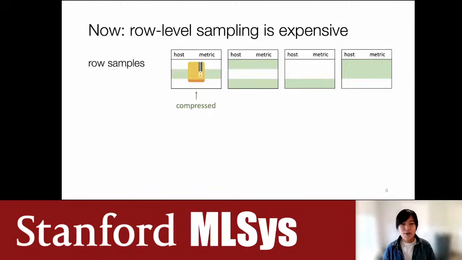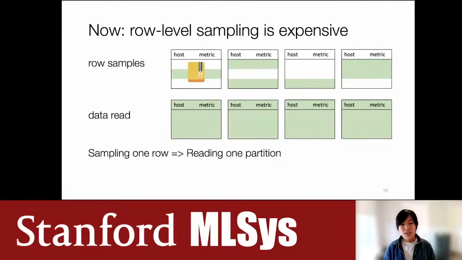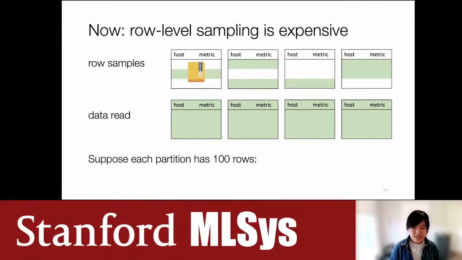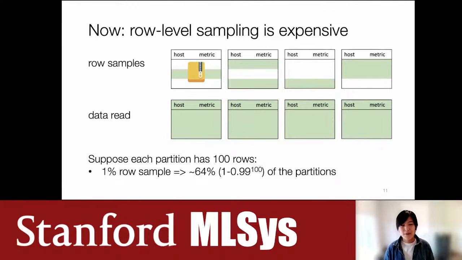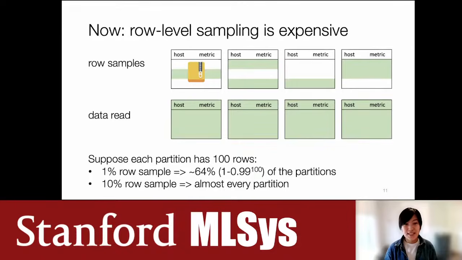So here, if we want to sample one row, you need to read the entire partition. To do a basic back-of-the-envelope calculation, suppose each partition just has 100 rows. If you take a 1% row-level sample, you read 60% of the partitions. If you take a 10% sample, you need to read almost all partitions. So this is pretty bad news for sampling because it diminishes the I/O gains.